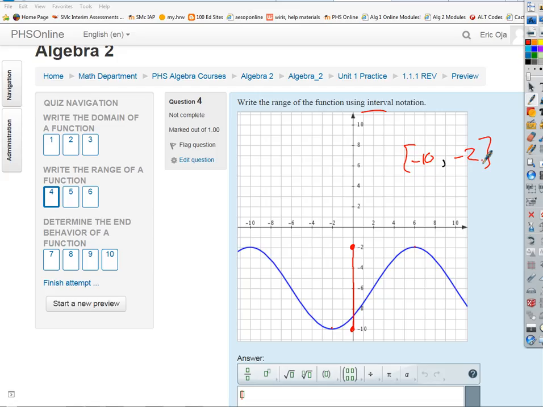If I thought of that as an inequality, that would be x is greater than or equal to -10 and less than or equal to, because of the brackets, -2. Did I say x? I think I did. I should have said what variable? Y. Okay.